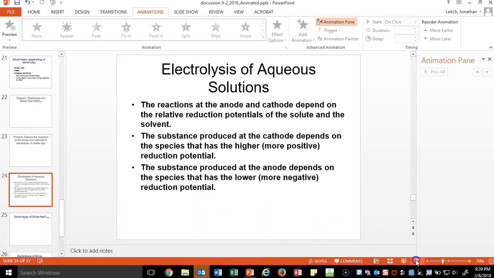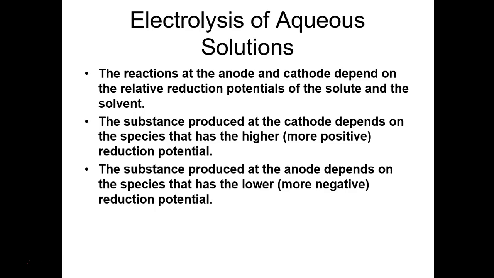Okay, so now electrolysis of aqueous solutions. When you've got a solution, what you've got is a solute and a solvent. Now, the solvent or the solute could be oxidized or reduced. So the reactions occurring at the anode and the cathode will depend on the relative reduction potentials of the solute and the solvent.